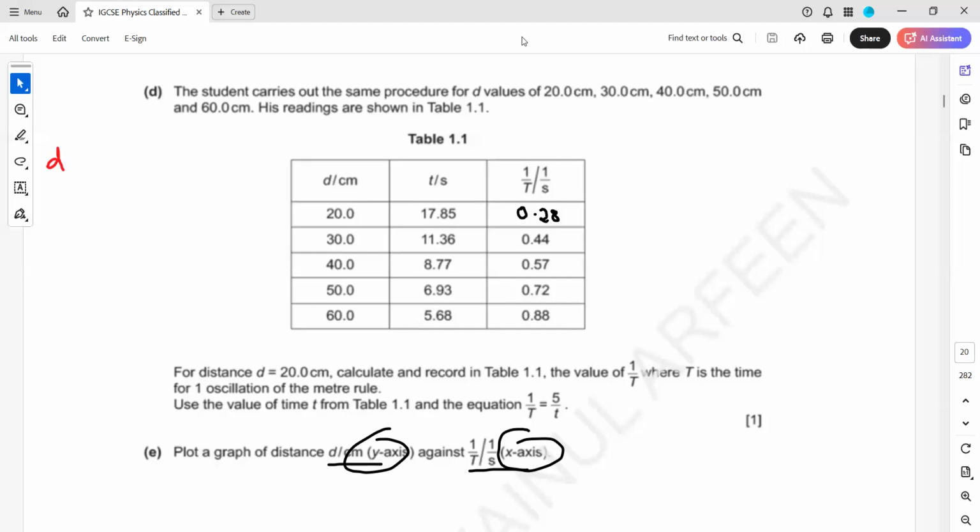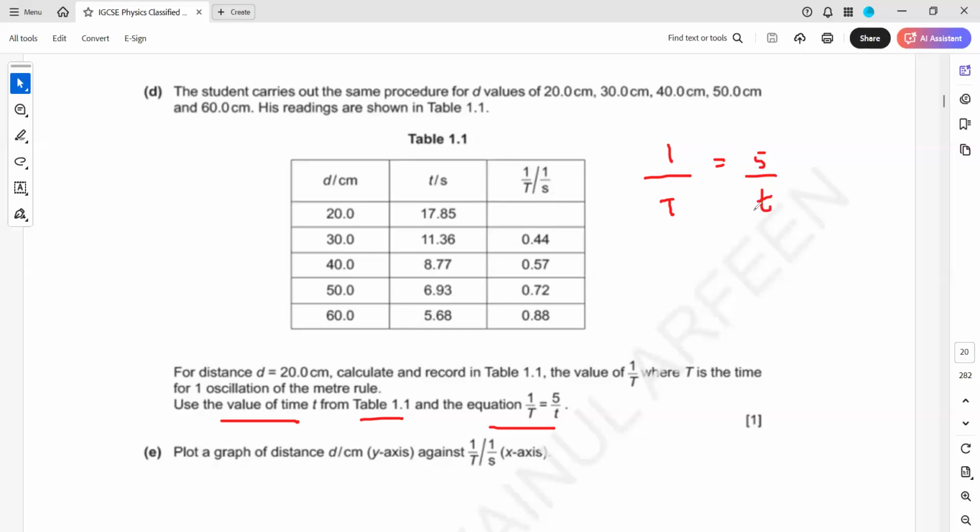Look, we did not start a graph yet. We have to plot a graph. The first thing we have to do: in the question they mention, use your value for t in table 1.1 and the equation. We have to complete this part. According to the equation, the value of 1 over t is 5 divided by small t. So this is 5, and what about the small t? The value of small t is 17.85. So the value of 1 over t is 5 divided by 17.85, which is 0.28. So we wrote here 0.28. Is it clear, Anas?